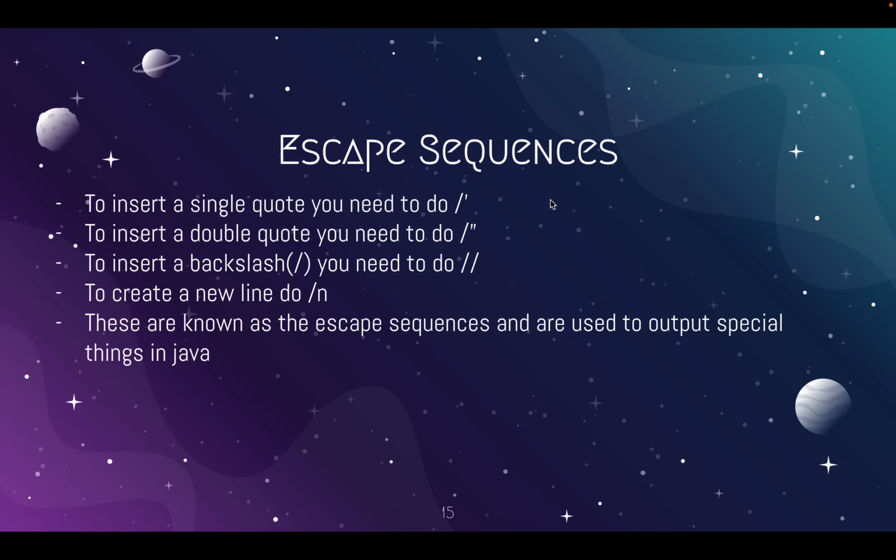Now I'm going to go over escape sequences. So in Java, if you want to insert certain stuff like a single quote, double quote, backslash, you need to use the escape sequences. Essentially, this is how you do it. For a single quote, you need to do a backslash and a single quote. Double quote, you need to do a backslash and a double quote, like in case you want to print something with the single quote or double quote. And if you want to insert a backslash, you need to do two backslashes. And to create a new line, you can do \n. These are used to output special things in Java.